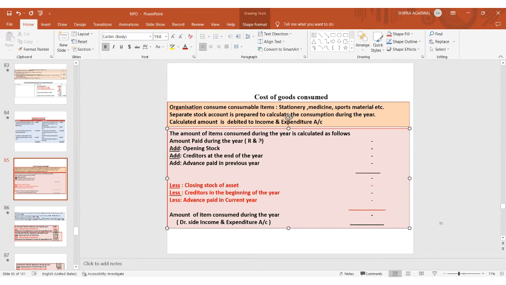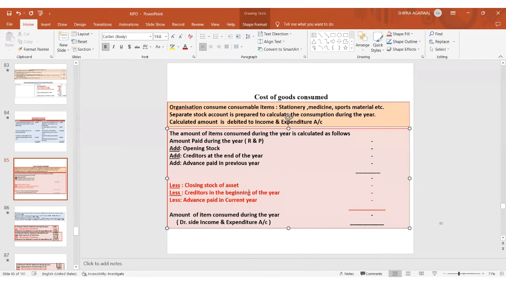Now, whenever you have to calculate the amount of items consumed during the year, it is calculated as the amount that you pay during the year based on your receipts and payments account, to which you need to add your opening stock, add the creditors at the end, because they are the creditors for the current year to which you still have to make the payment, and advance paid in the previous year. If in the previous year you have paid advance, that means it will belong to the current year. So that is again to be added.